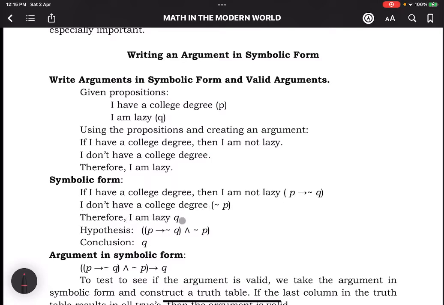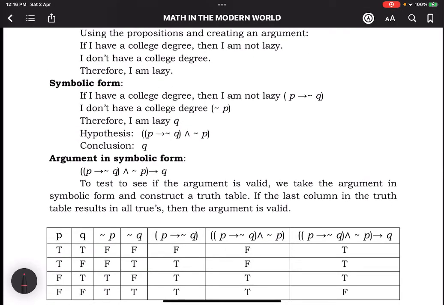Therefore, I am lazy. So, ang ating hypothesis, if P, then not Q, and remember yung inverted V ay and, not P. So, itong tatlo represented by this hypothesis. So, if I have a college degree, then I am not lazy. I don't have a college degree, therefore, I am lazy. Okay? So, ang conclusion natin is Q. Yan. I am lazy. Argument in symbolic form. Gagamitin natin to. Yan. Ang ating conclusion, may arrow, Q.